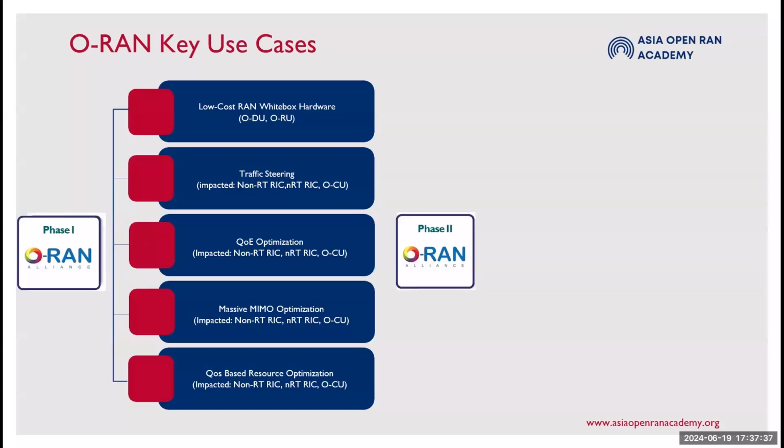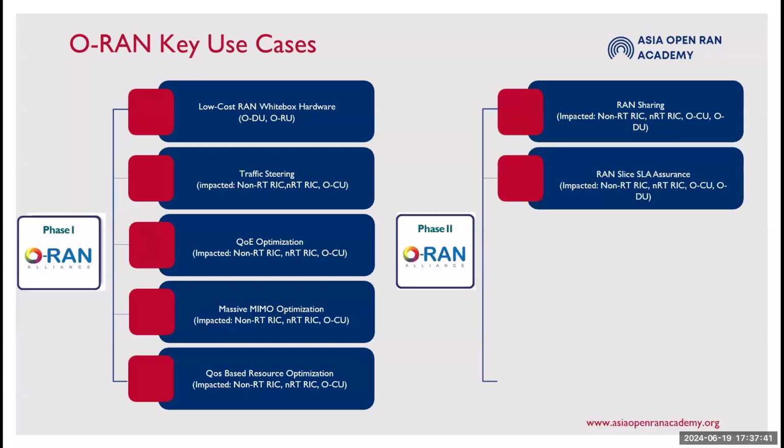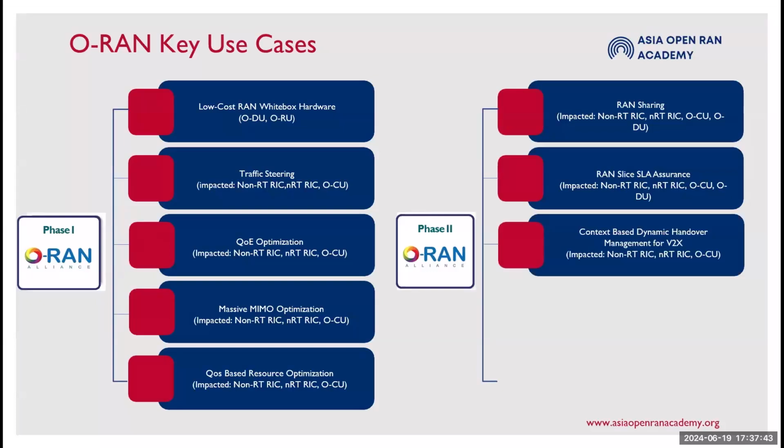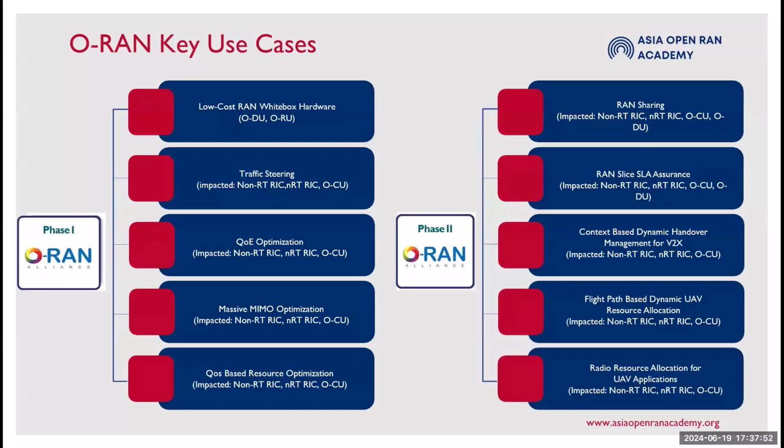Okay? Now under phase 2, you can see the RAN sharing, RAN slice service level assurance, context-based dynamic handover management for V2X, flight path-based dynamic UAV resource allocation, and then the radio resource allocation for UAV applications. So you can see here sa phase 2 naman, it's about specialized applications like slicing, RAN sharing, and unmanned aerial vehicle like yung mga drone applications.